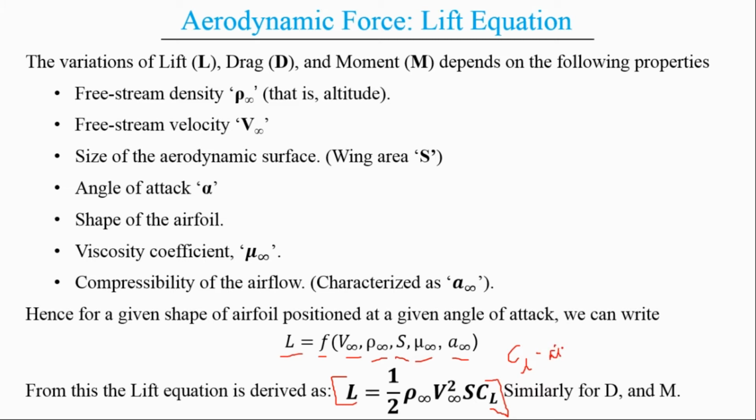So that's fine. But how did we obtain this? We know that it is dependent on all these factors, but we somehow obtained an equation which relates all this. What is the interim process between this? Let's derive the lift equation.